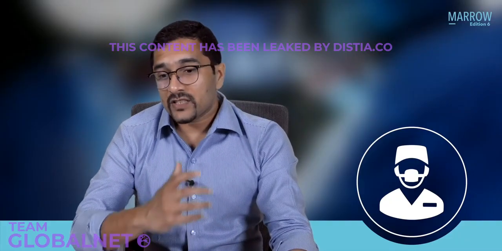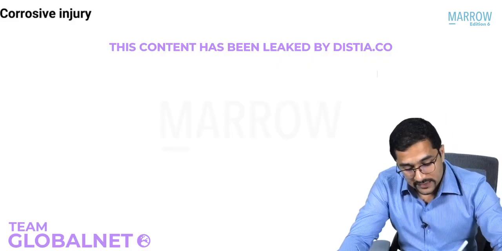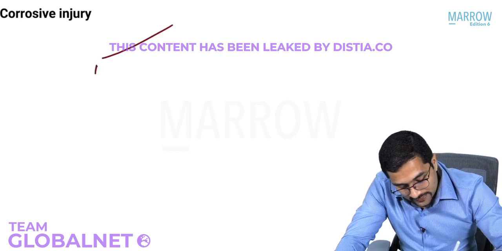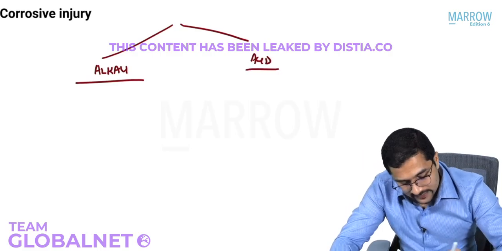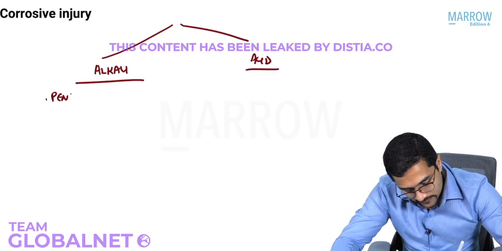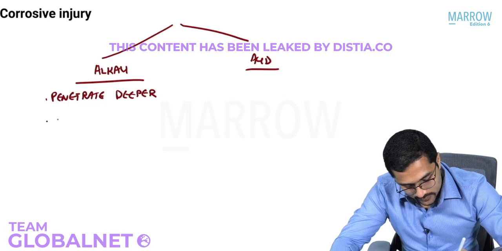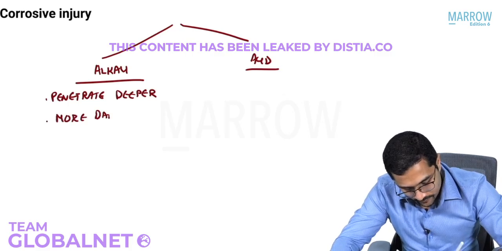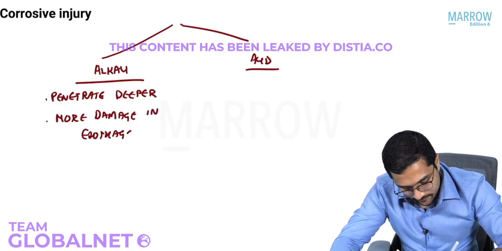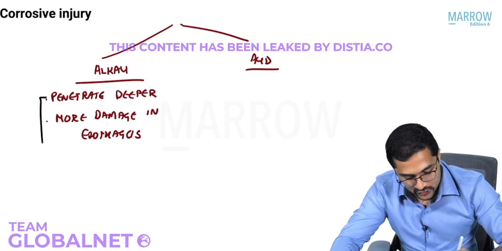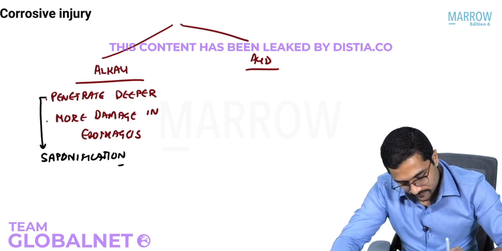So I never forget that case, which is why you should be very careful when you're dealing with acid or alkali substances. Corrosive injury can either be alkali injury or acid injury. Alkalis penetrate deeper and they cause more damage in the esophagus. They penetrate deeper because of saponification. They cause saponification and can penetrate into the deeper structures.